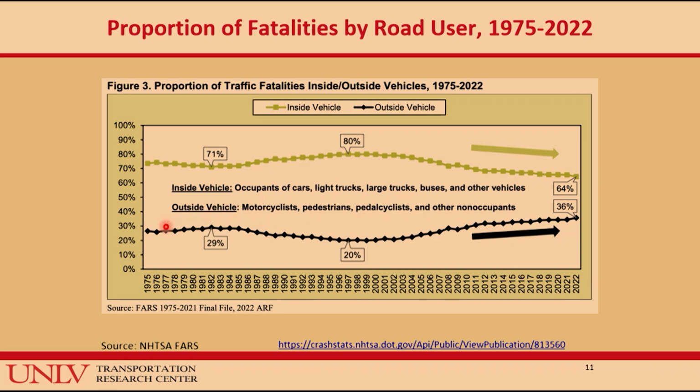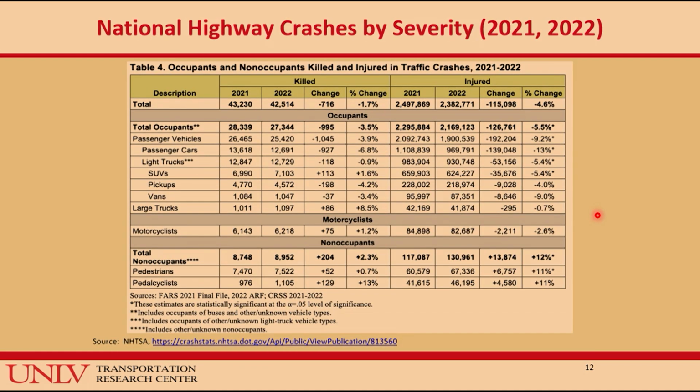So you see that it has been stable around 20 to 29%, but in the last 15 years what we are seeing is non-occupants of vehicles account for a higher proportion of the fatalities in the United States. There are many reasons. There are people trying to understand this. If you look at the literature, there are hundreds of citations that you can find.